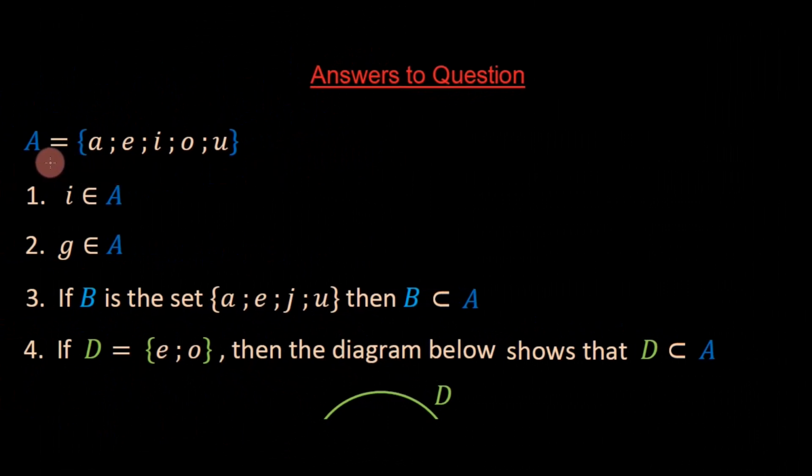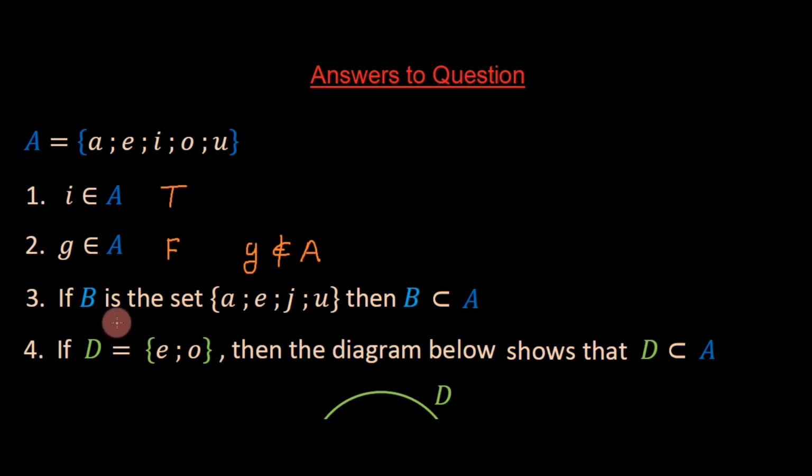We were given the set A, which is a set of vowels, and we had to say whether each of the following statements is true or false. In the first one, it says I is an element of A. If we look at the elements of A, we see that I is one of the elements, so this statement is true. In number 2, it says G is an element of A, but G doesn't appear inside the set A, so this is false. We would rather write that G is not an element of A.